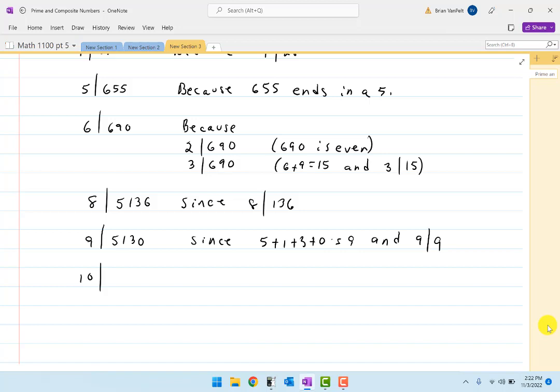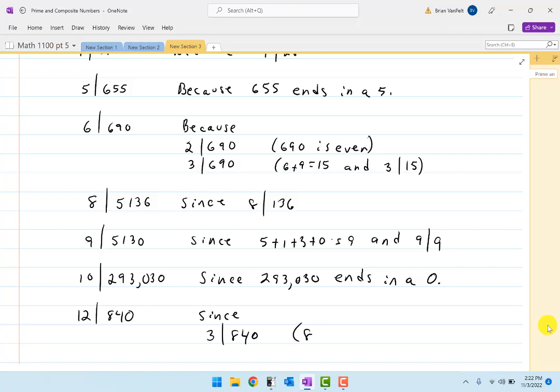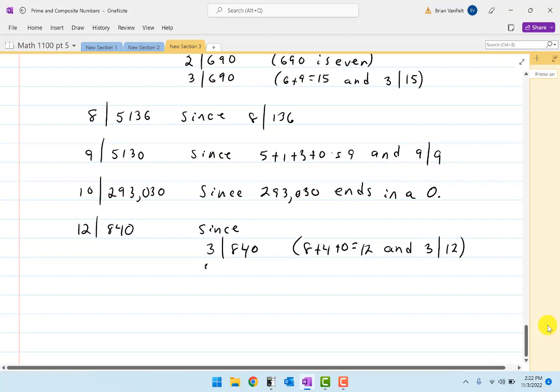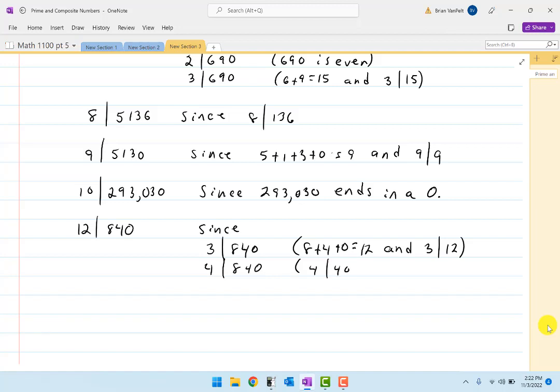10 is a divisor of 293030 since 293030 ends in a 0. And finally, to finish off the last example, 12 goes into 840, since 3 goes into 840. That's because 8 plus 4 plus 0 equals 12, and 3 is a divisor of 12. And 4 also divides evenly into 840 because 4 is a divisor of 40.